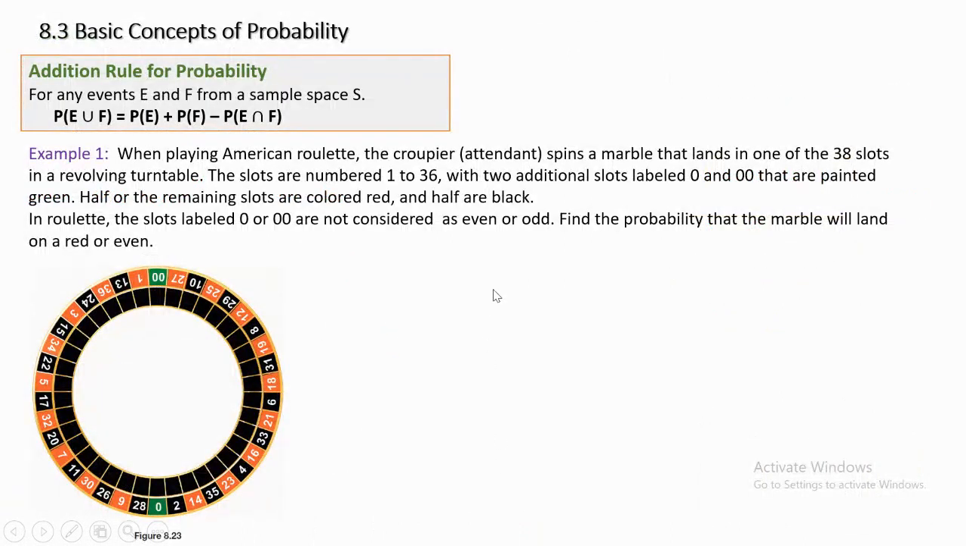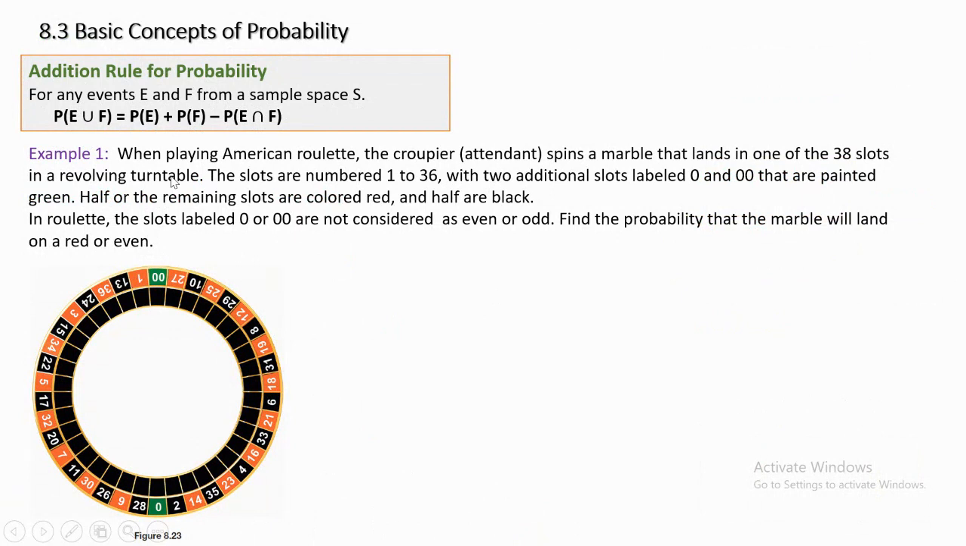Okay, now let's do another example. Now we're doing 8.3, basic concepts of probabilities. Okay, now guys, the addition rule for probabilities. For any event E and F from a sample space S, the probability of E union F is equal to the probability of E plus the probability of F minus the probability of E intersects F.